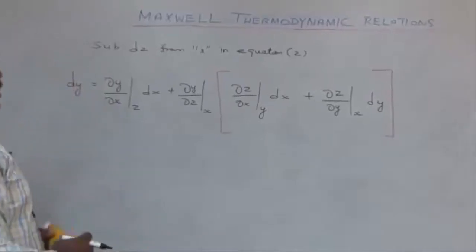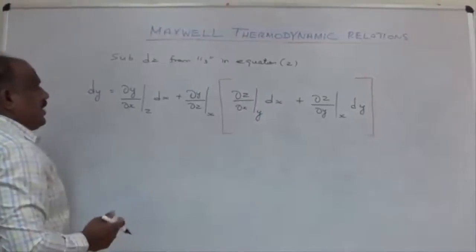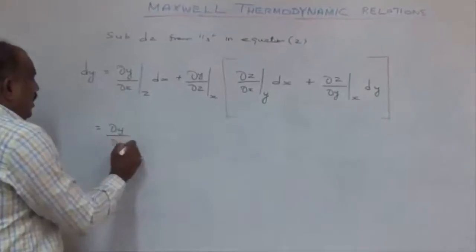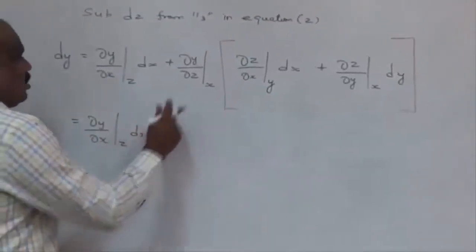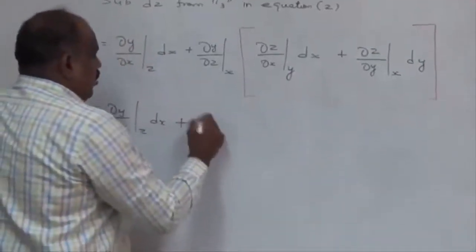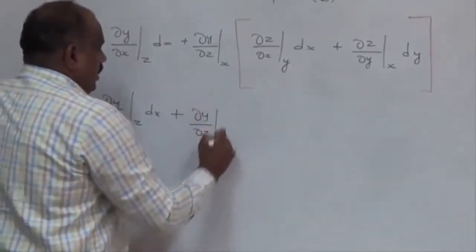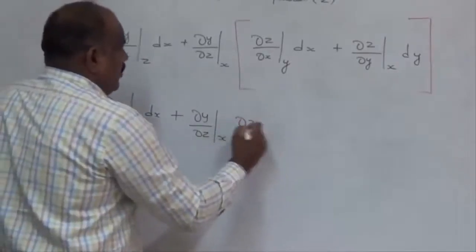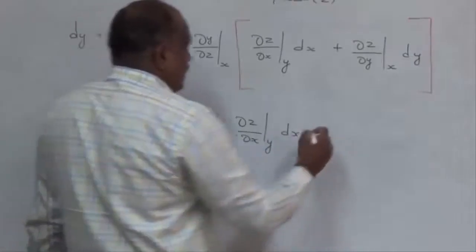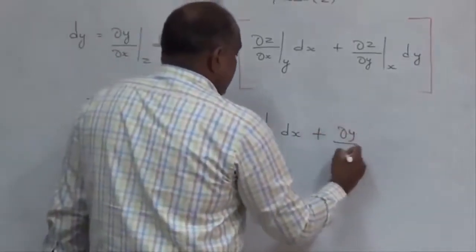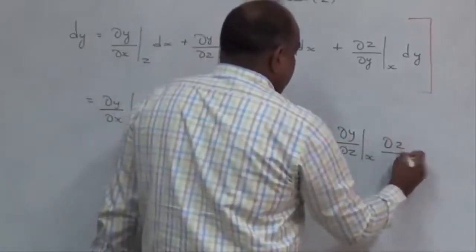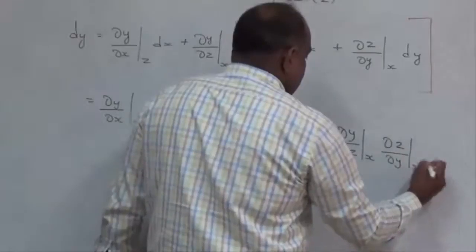Third expression. Now I am going to do some mathematical simplification. There is no change in the first term, ∂y/∂x at z, dx. Multiply this term with this one, as well as this term with the second term. So it is ∂y/∂z at x into ∂z/∂x at y dx, plus ∂y/∂z at x into ∂z/∂y at x into dy.